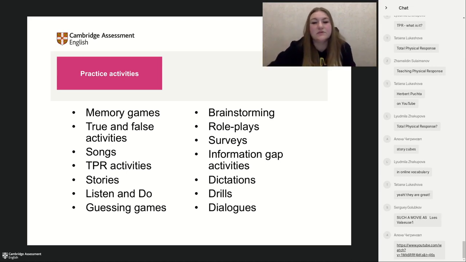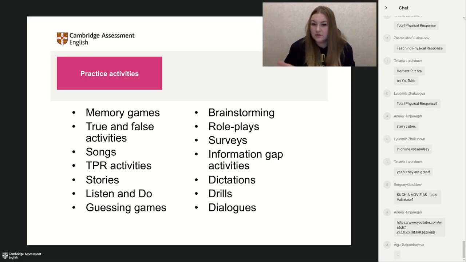About total physical response, of course, there are listen and do activities, like look at me, repeat after me, and there is a very nice book which is also called Listen and Do. You can find it on the internet or buy it. It also gives nice ideas for storytelling with miming and with reading and listening as well.